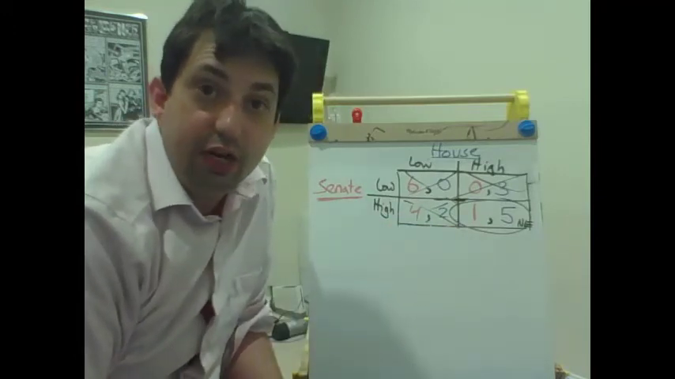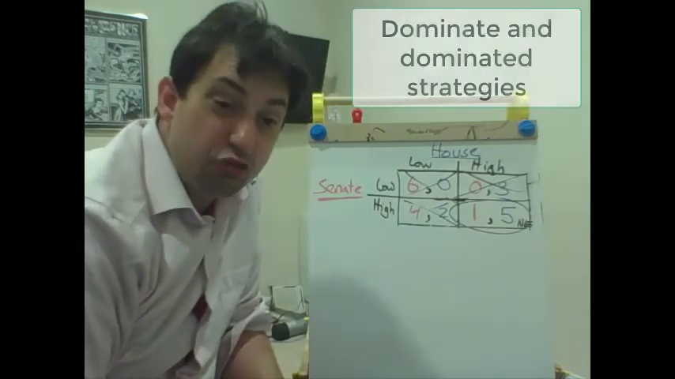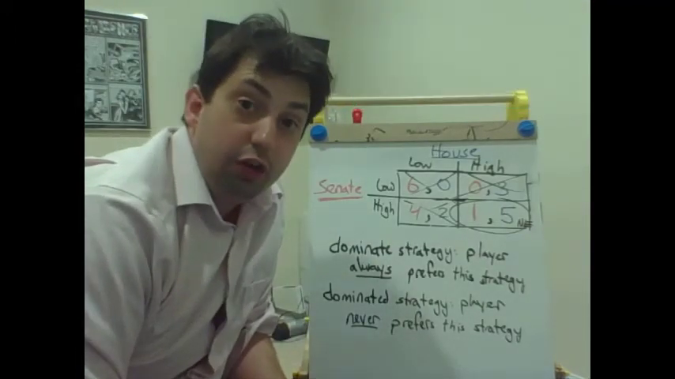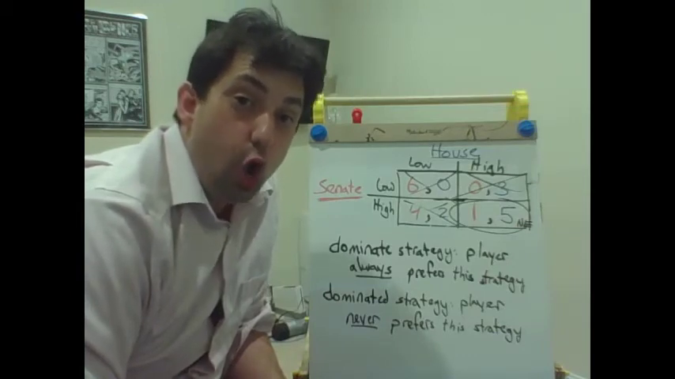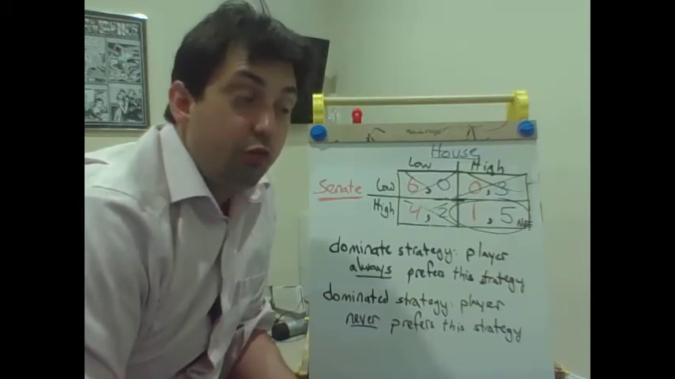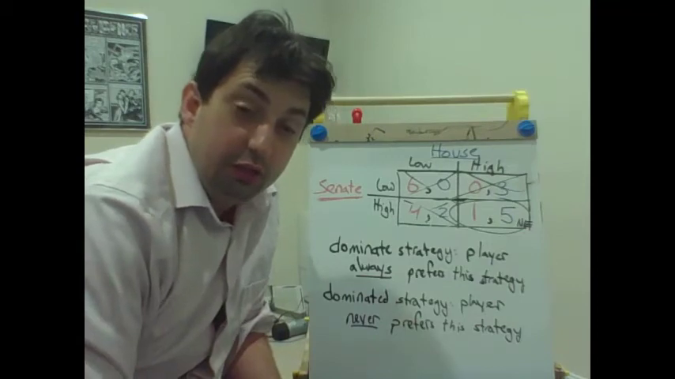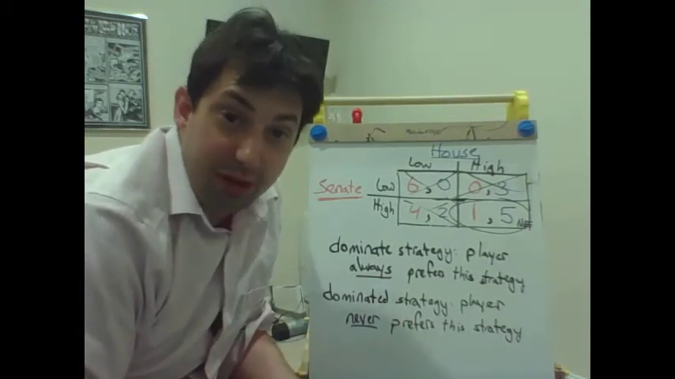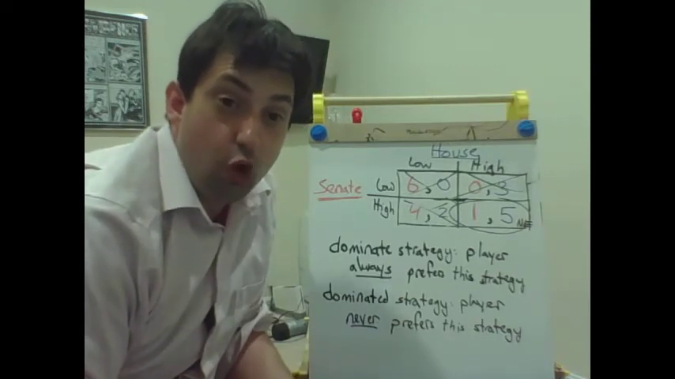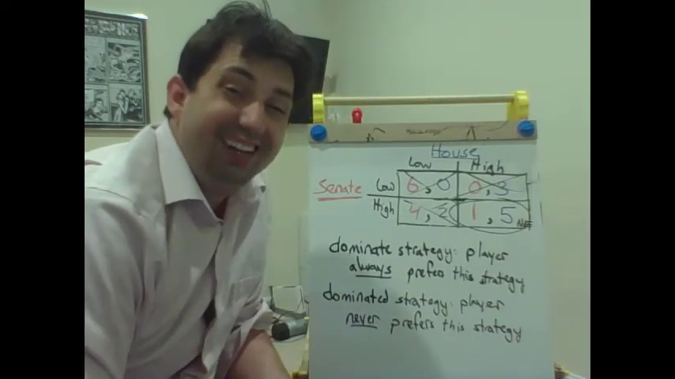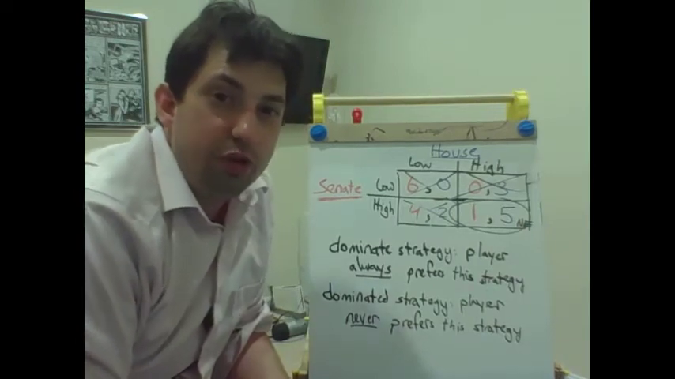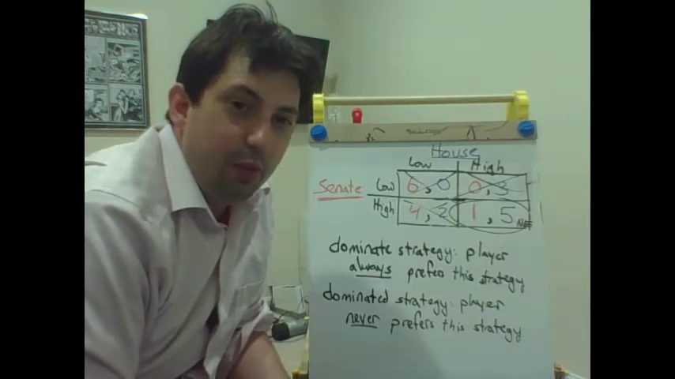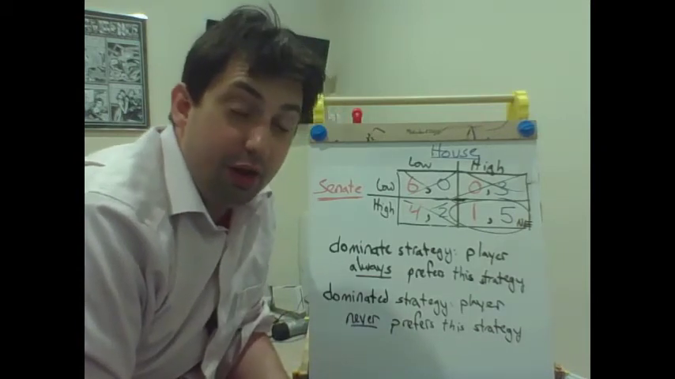Another way is to find dominant or dominated strategies. A dominant strategy means that the player in question always prefers that strategy. Regardless of what the other player does, this strategy always generates the highest payoff. This strategy is always their best option. It is the dominant strategy, what they always do. A dominated strategy always yields a terrible option. It's always the least preferred option. It's something that will never yield a better result.